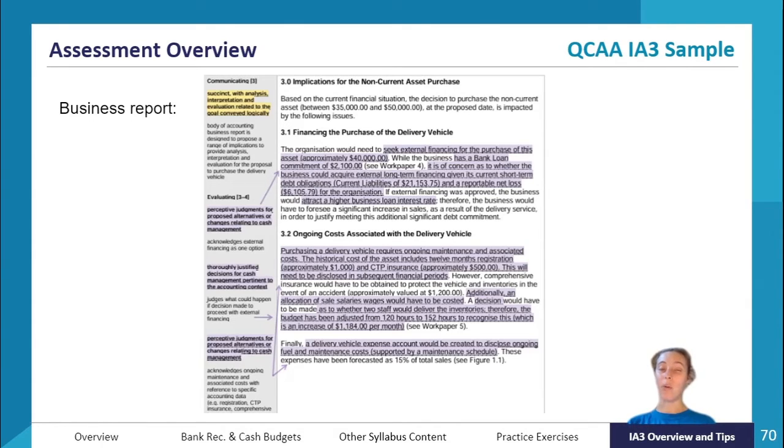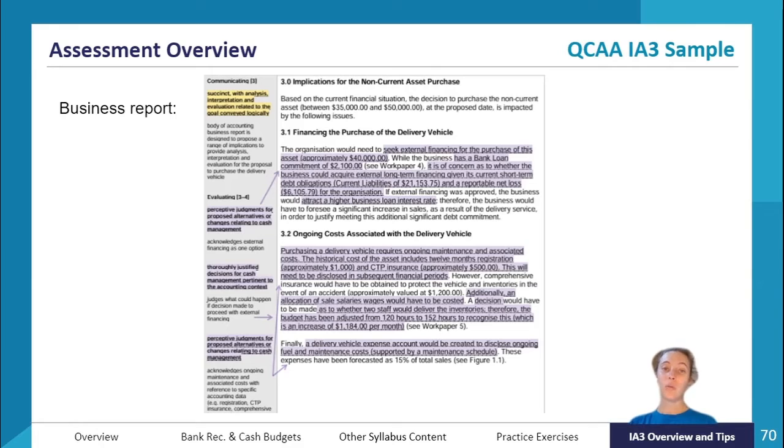You've got some evaluating on this page. So perceptive judgments for proposed alternatives or changes relating to cash management. So earlier I provided that example paragraph where we had done our what if analysis and we had adjusted our accounts receivable collection rates. So that paragraph was exploring a proposed alternative or a change relating to the cash management.